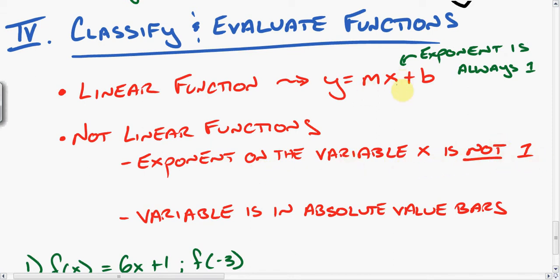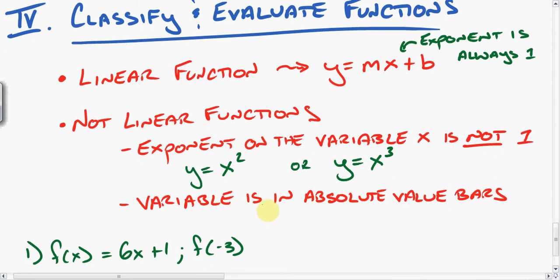Here we see the exponent on the variable is 1. An example where you have the exponent not 1 would be y equals x squared, or maybe y equals x cubed. You can see the exponent there is obviously not 1, so you know it's not going to be linear.